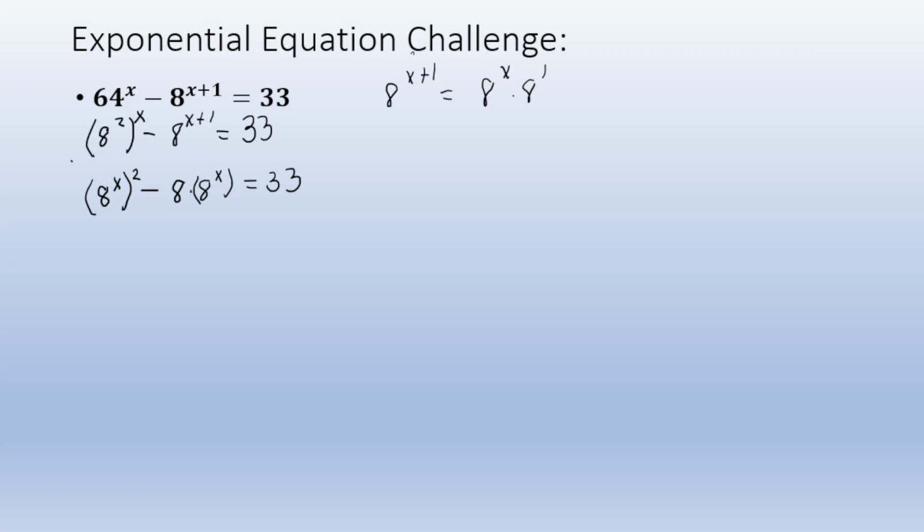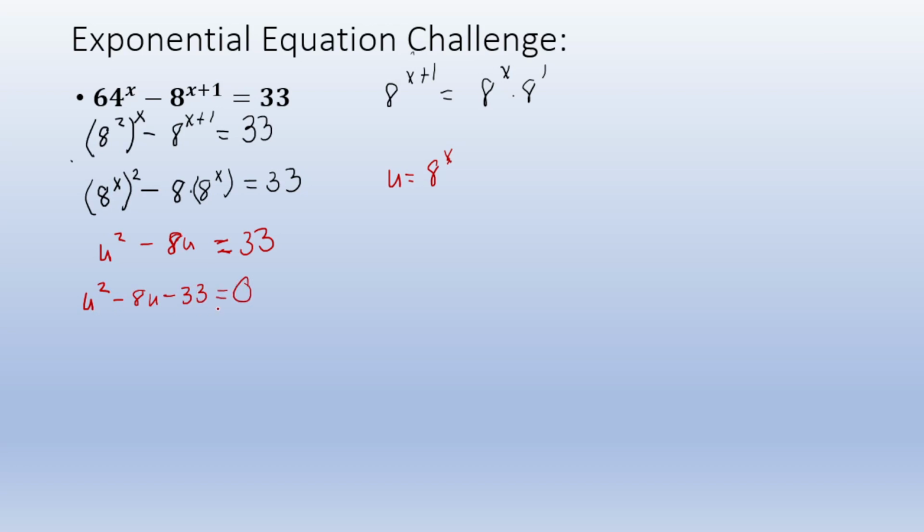Now, you might not recognize this, but the equation as we have it written is actually quadratic in form. We can make a substitution to show that. So let's say we let u equal 8 to the x power. Our equation would be u squared minus 8u equals 33. Now we can clearly see that this is a quadratic equation, and we can solve it as a quadratic equation. Bring all the terms over to one side, so we'll subtract 33 from both sides. That gives us u squared minus 8u minus 33 equals 0.